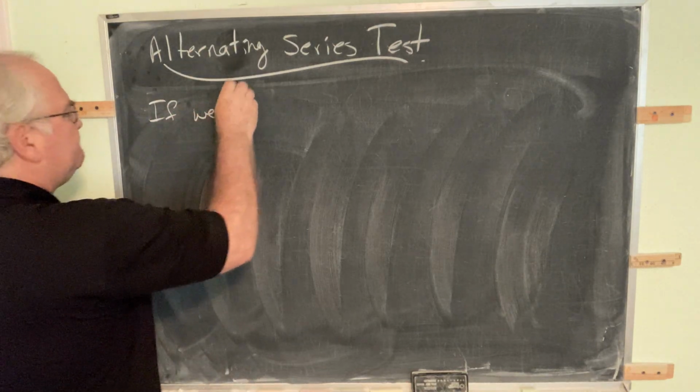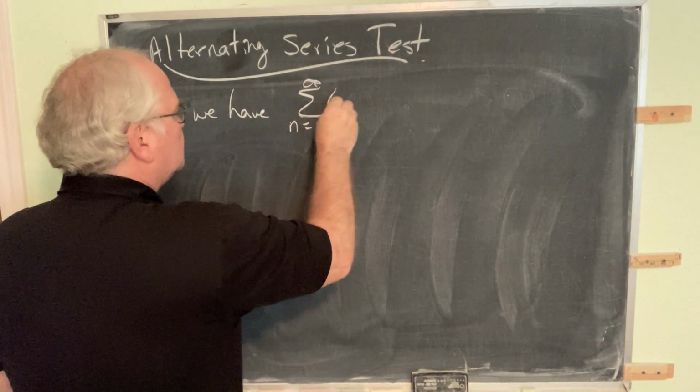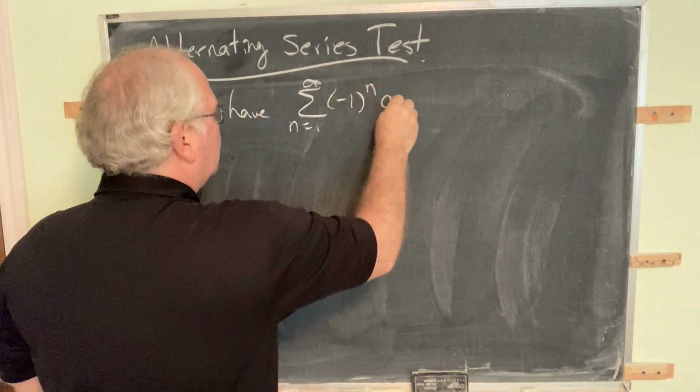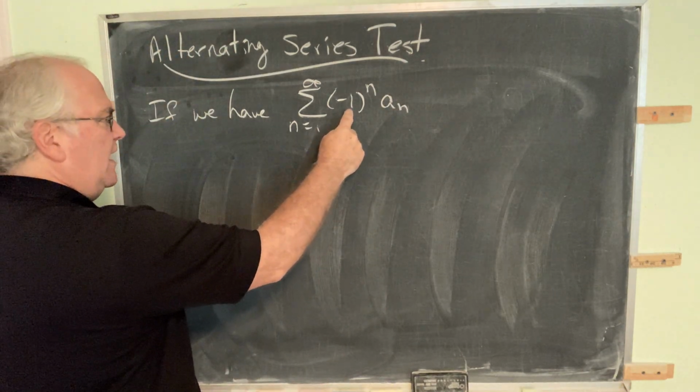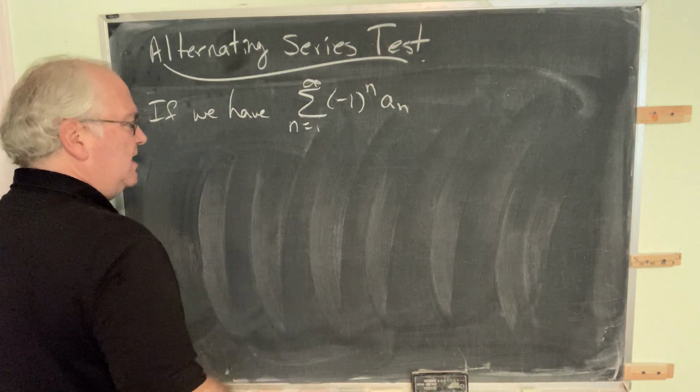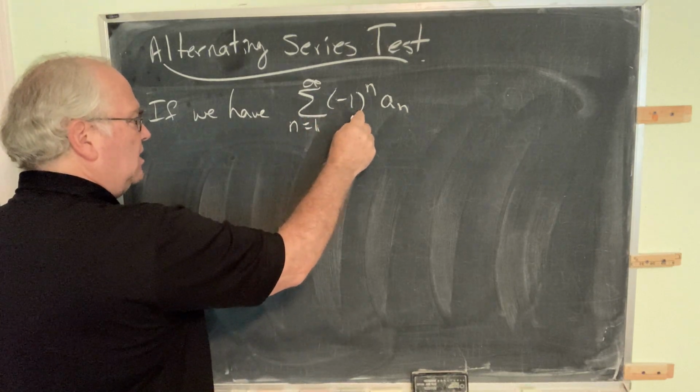If we have... so that's an alternating series. This oscillates between -1 and 1, -1 and 1. Now notice, in this case, when n is equal to 1, this is -1. So the first term here is negative.